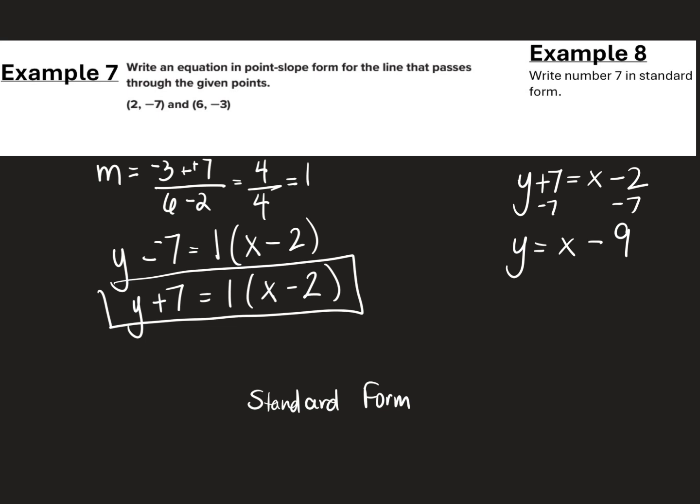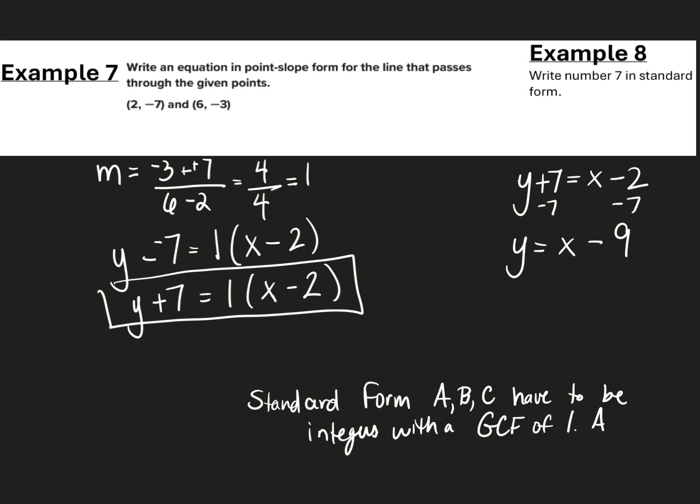of course, you have ax plus by equals c for standard form. A, b, and c have to be integers, which means no decimals or fractions, with a greatest common factor of 1. Now, if you can't remember that GCF stands for greatest common factor, make sure to write that out, greatest common factor. Also, A must, oh no, let me write it properly. Sorry about that.